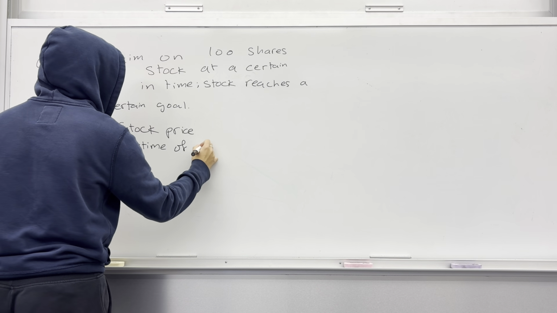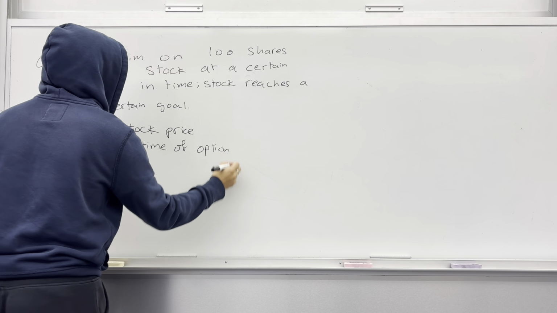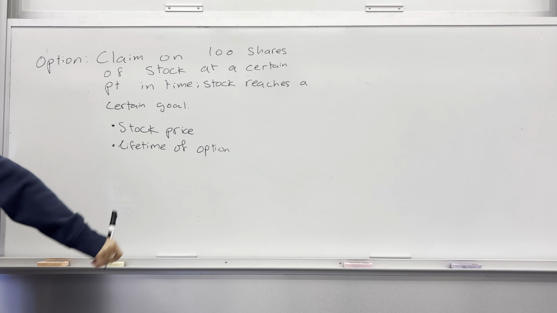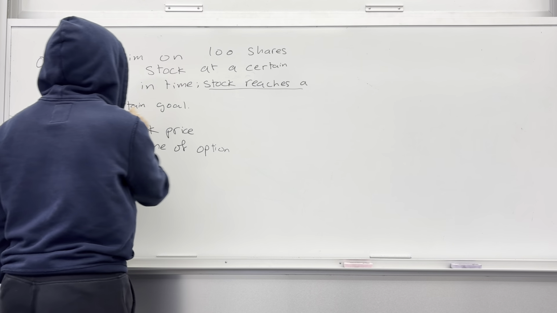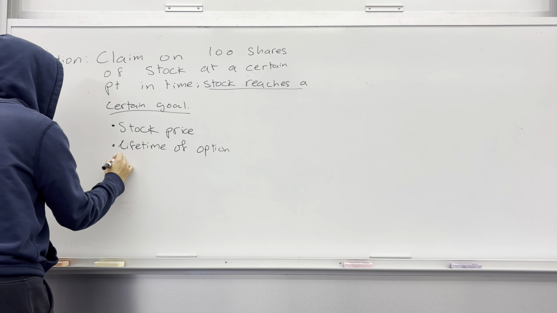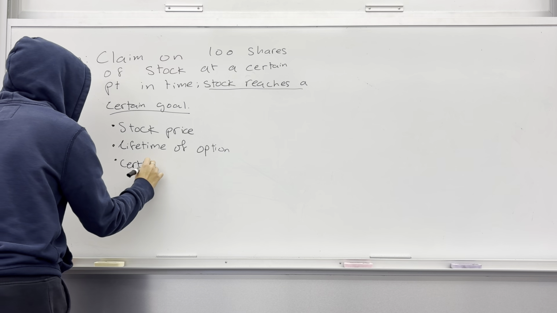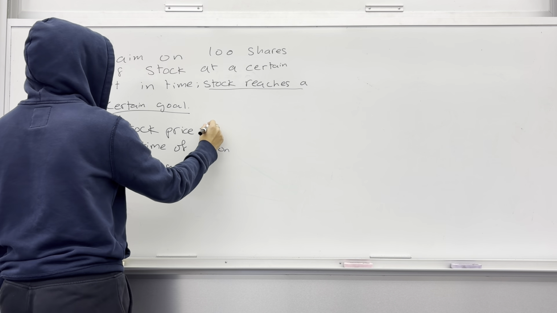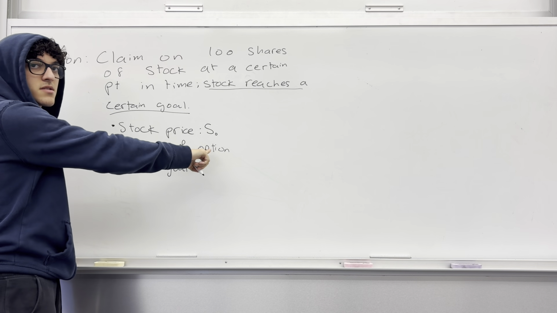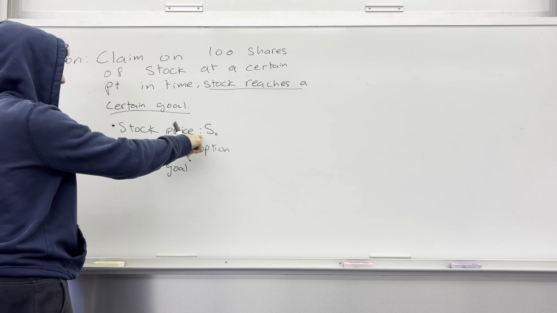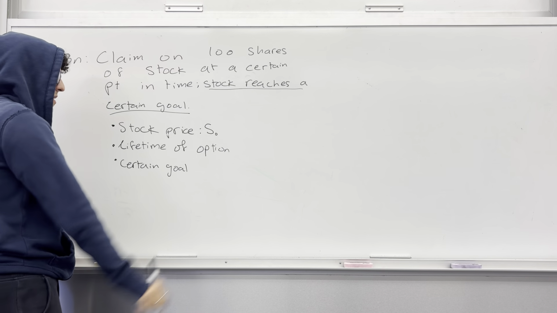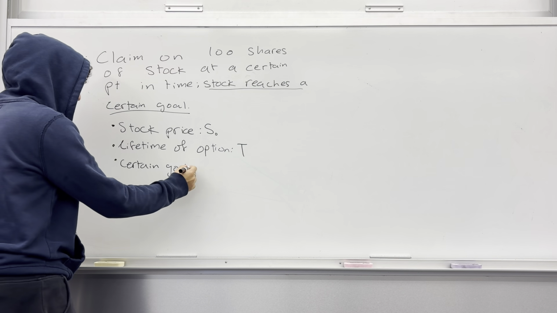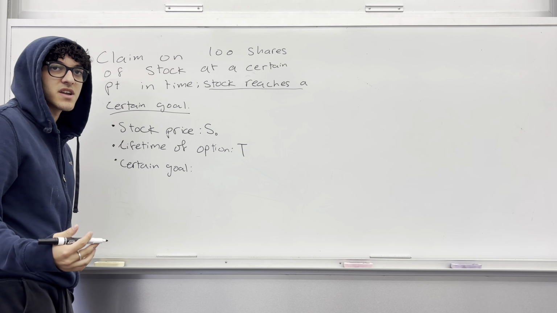There's one more we can fish out from here. The stock reaches a certain goal. Oh yeah, certain goal. Let's just say initial stock price, we'll give the stock price a variable called S0. Lifetime of option, let's call that T. Certain goal, it's called a strike price.